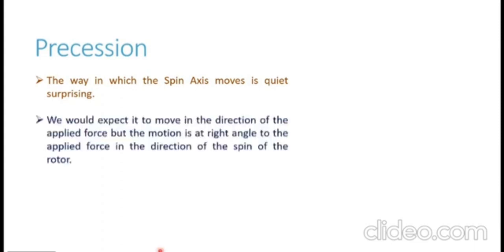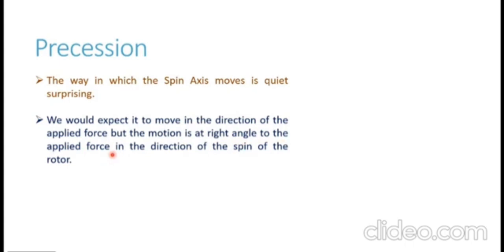Now going further in gyroscopic precession, we will try to understand it from diagrams. Now the way in which the spin axis moves is quite surprising. We would expect it to move in the direction of the applied force. That is how normal bodies move. Let us say you have a chair placed in your room and you push it in a certain direction, the chair is going to move in that direction in which you are pushing it. So we would expect the spin axis to move in the direction of the applied force. But the motion is not in that direction. The motion is at right angles to the applied force.